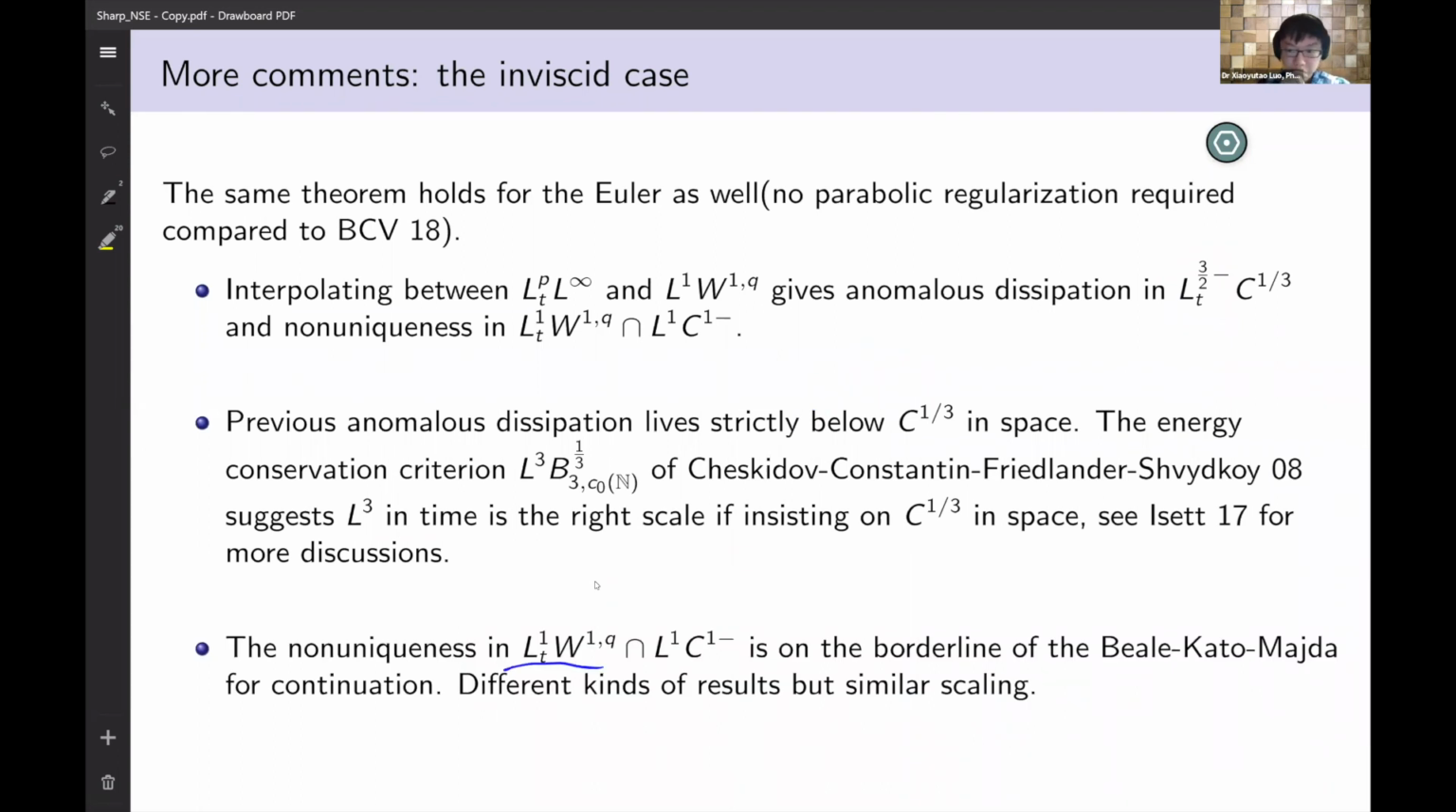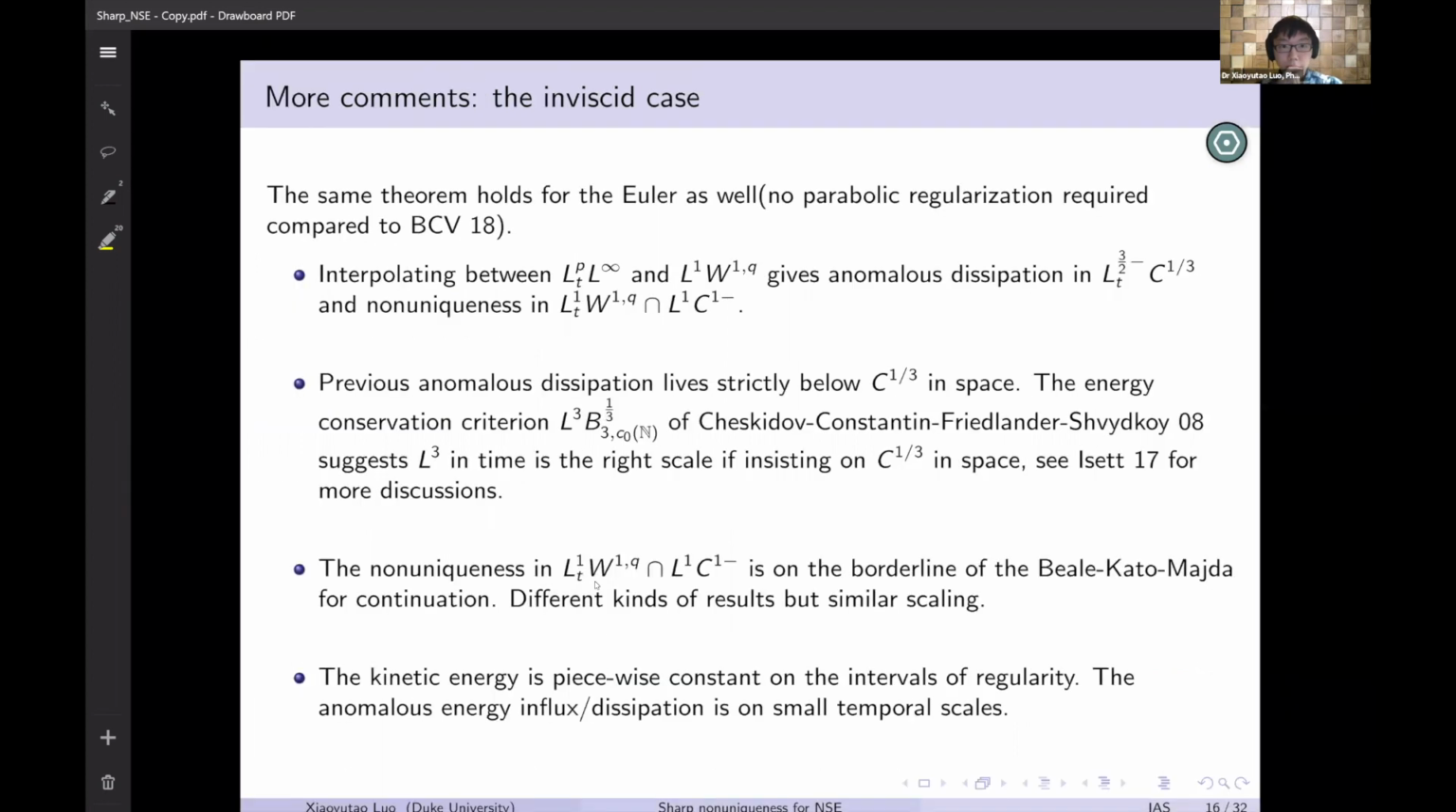And finally, if you are familiar with Euler, you will see this L1 W1,q scales the same as the Beale-Kato-Majda criterion for unique continuation. Right? But these two are different kinds of results, right? So Beale-Kato-Majda is for continuation of a strong solution, but here we are not considering any strong solution. Right? But my point is these two scale the same. And in this inviscid case, because we don't have the dissipation, the kinetic energy is piecewise constant on those intervals of regularity. Right? So the energy is piecewise constant in time, but somehow there is anomalous energy influx or energy dissipation on those small temporal scales.